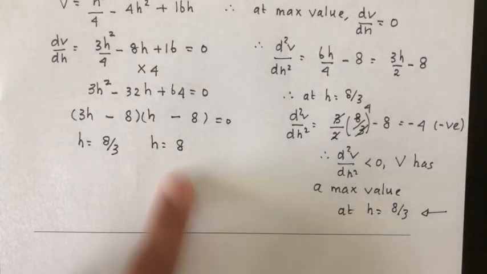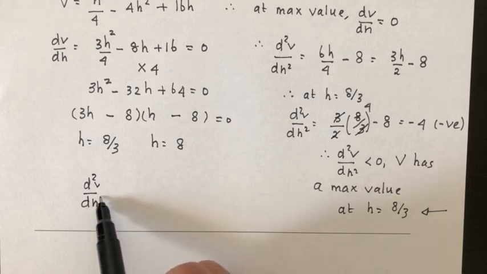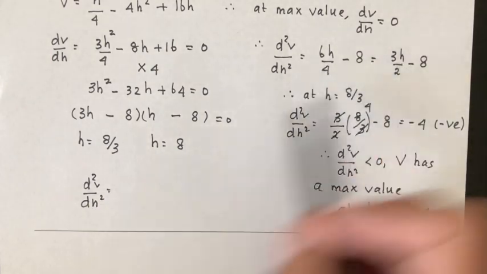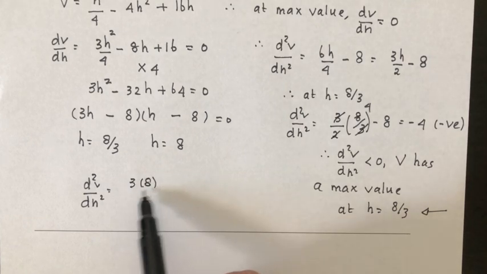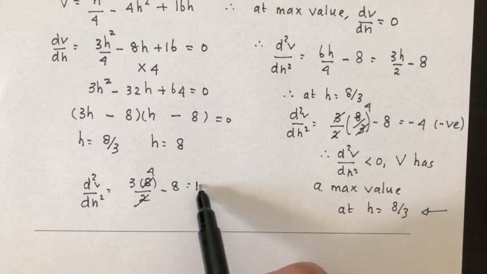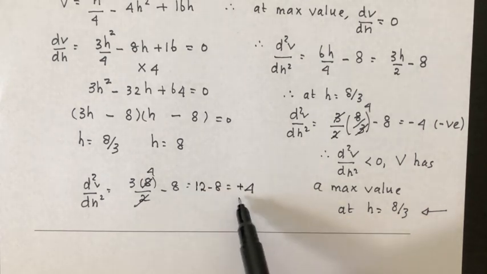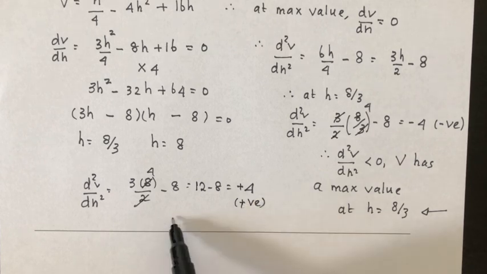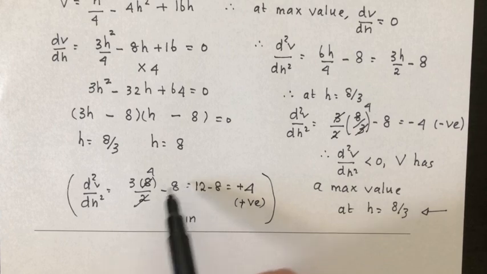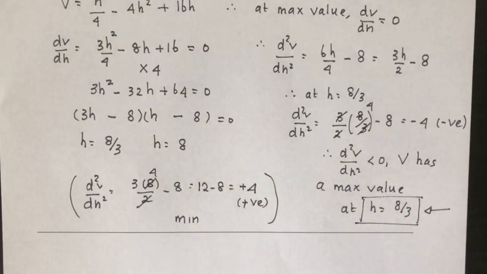Now you can also test this one to see what happens, right? So let's say d2V by dh2 when the value of h is equal to 8. So replace, you will have 3 times 8 divided by 2 minus 8. That should be 12 minus 8. Sorry, that will be plus 4. If the value is positive, it means that it is a minimum value. So this will not be the correct value for h. h will be this value. Okay, so that will be this question number 11.